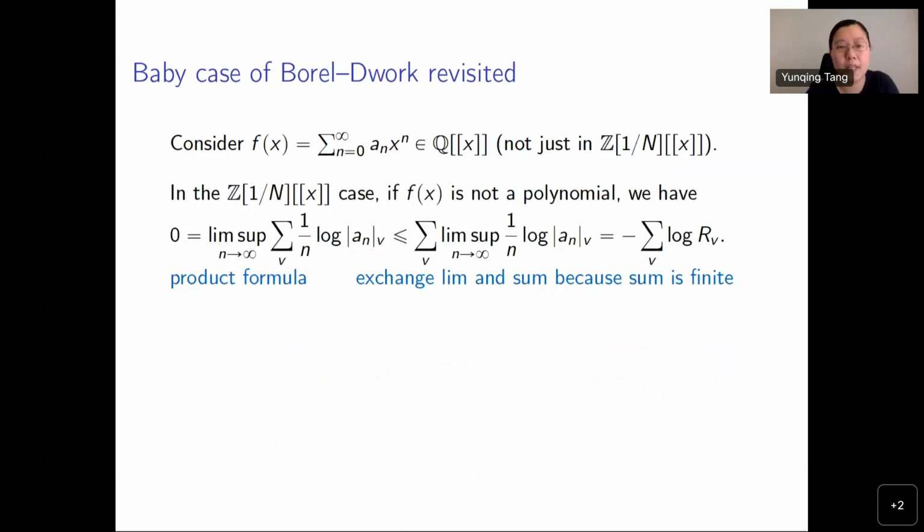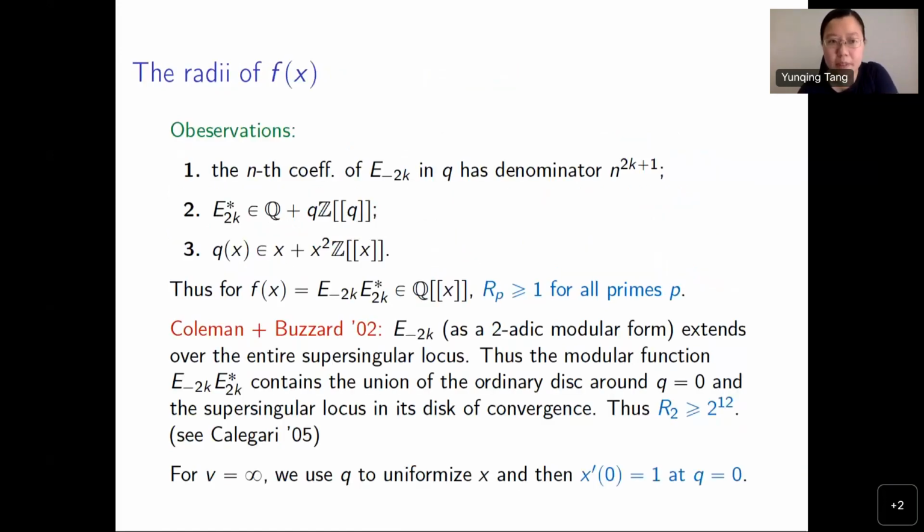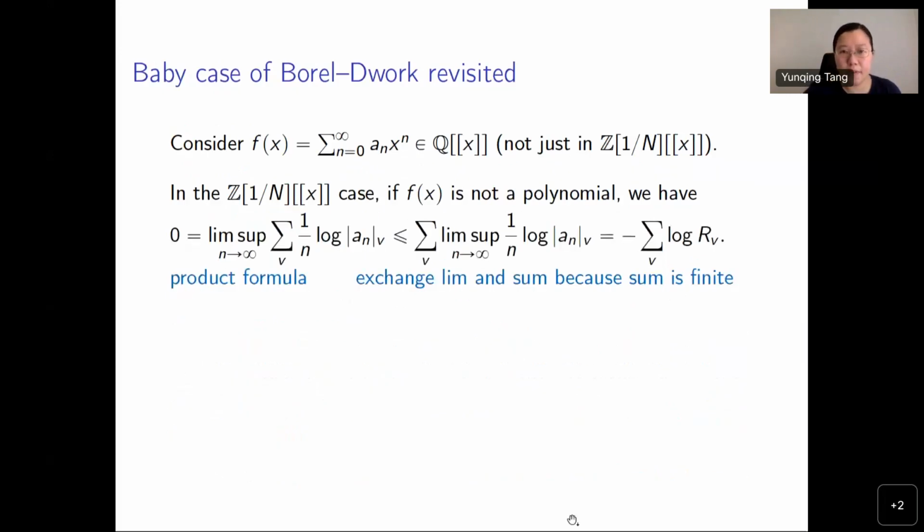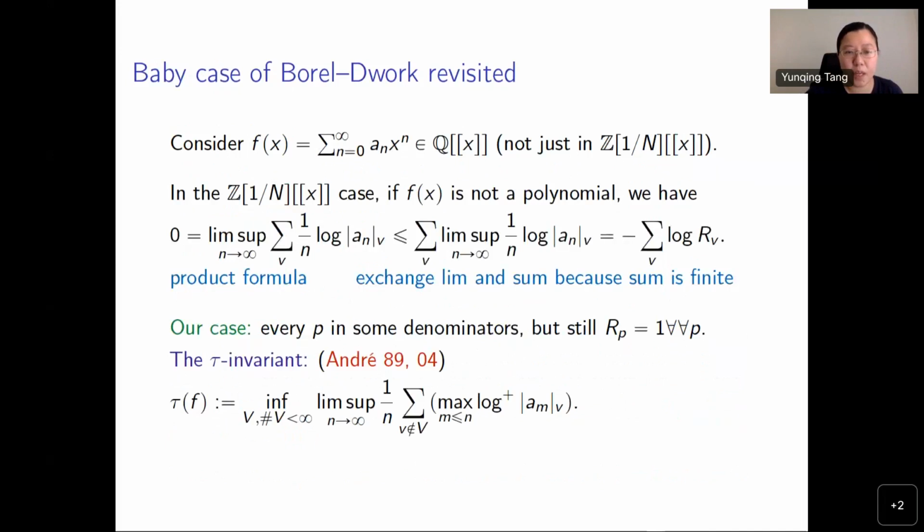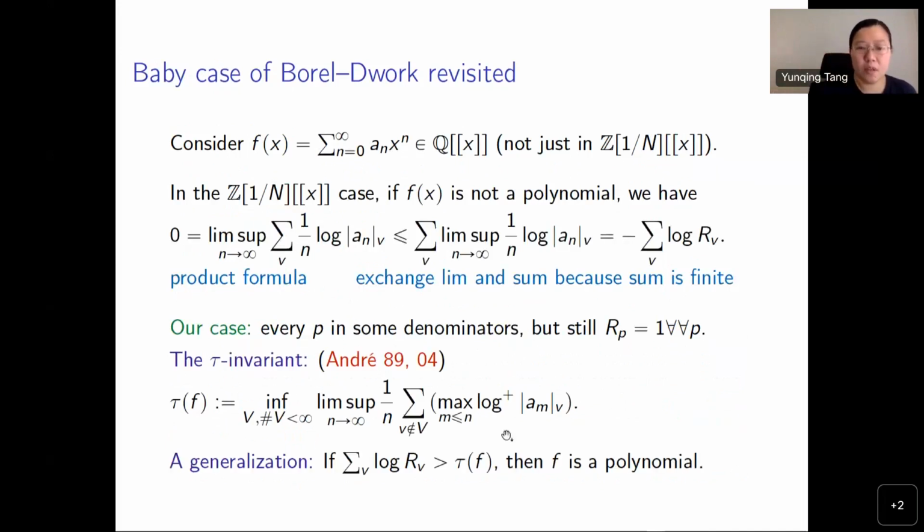Okay, but the key difference is that in the previous situation we have Z coefficient power series, or Z with 1 over n inverted. In this case, we only have something with Q coefficients, and if you just look at the denominator, all the primes actually show up in the denominator. And that's why we won't have something as simple as the baby version that we've seen before about something being a polynomial. So let me just give the conclusion. Previously we said if the product of the convergence radii is greater than 1, then it is a polynomial. But if we have so many primes in the denominator, we need to introduce a constant.